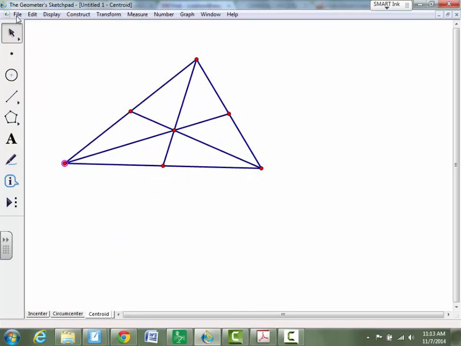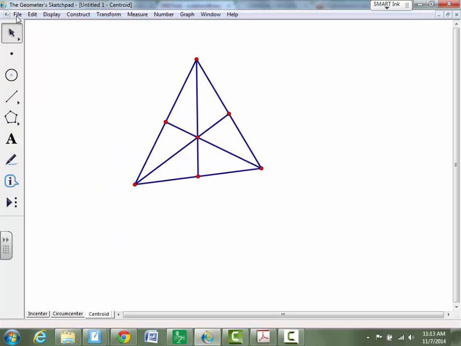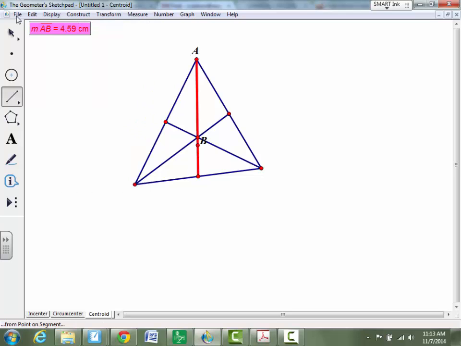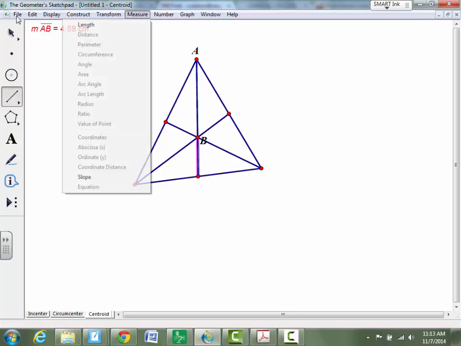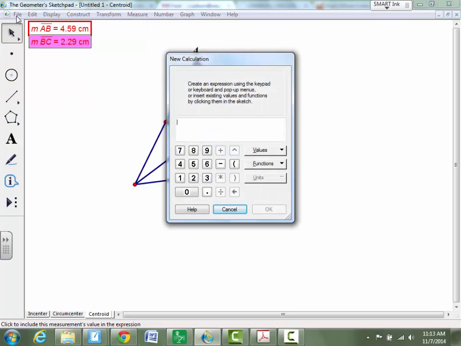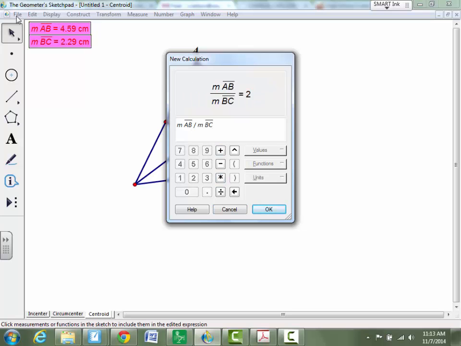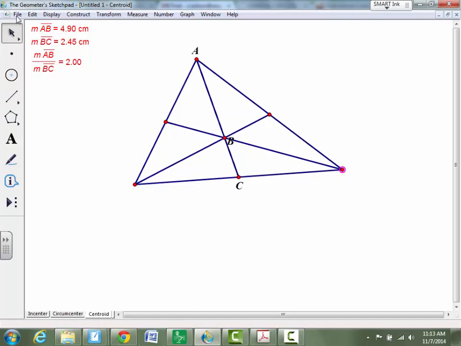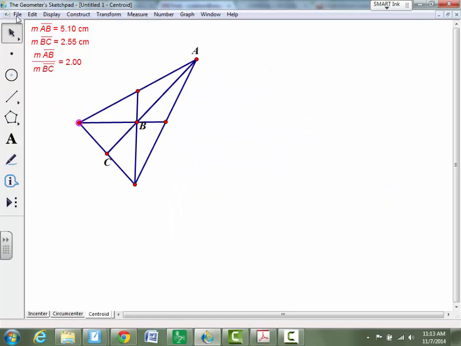And that's that. What's fancy about the centroid? Does anyone not remember? The distance from the vertex to the centroid is always two-thirds of the way, twice the distance from the centroid to the midpoint. So now if I measure that one, right? We're going to go number calculate. Vertex to centroid divided by centroid to midpoint will always be a ratio of 2 to 1. So no matter how I move this or the distances change, it always maintains that ratio. Cool?